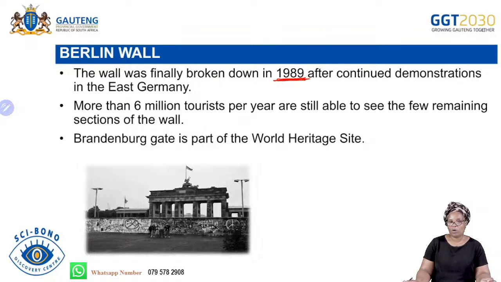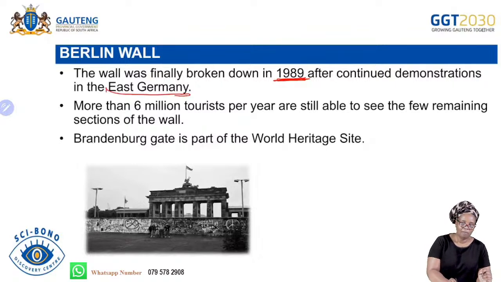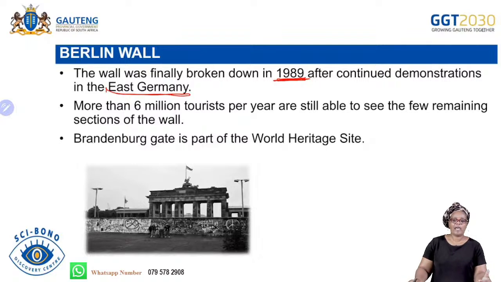1989, it was whereby the wall was broken down. Why? Because of the continued demonstration from East Germany. People in the east of Germany were not happy about the communist state. So they had lots and lots of demonstrations, which led to the wall being finally broken down in 1989. But we still have its remains.